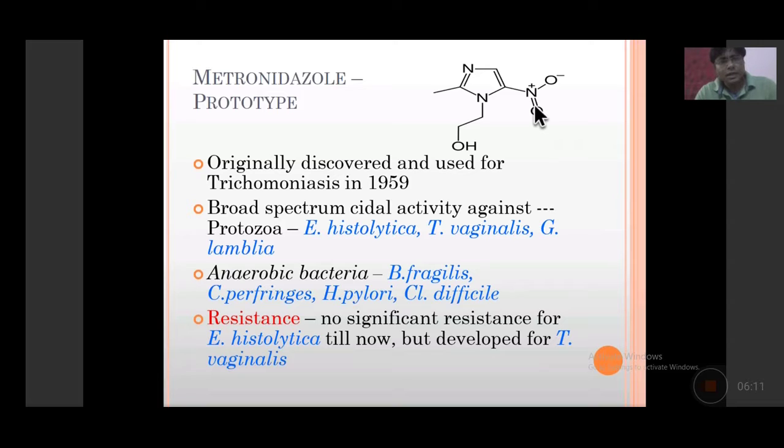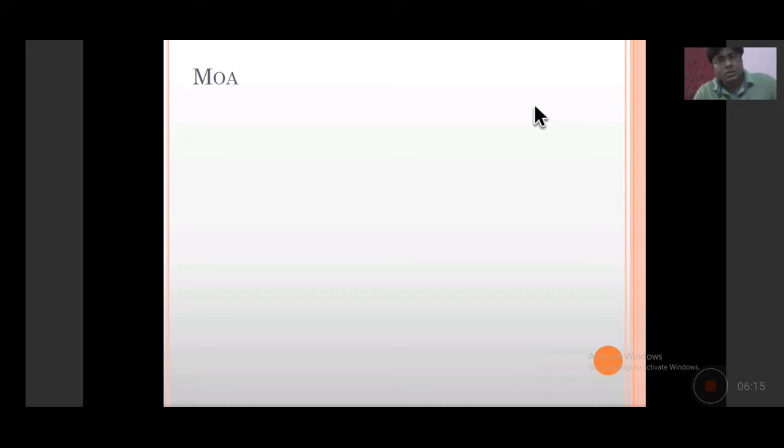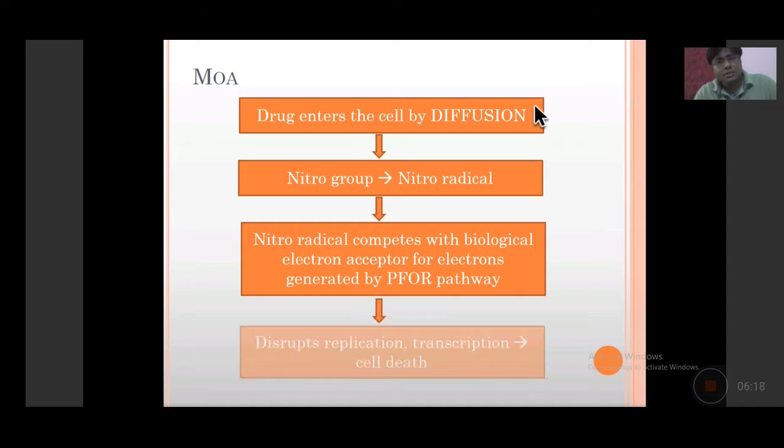Resistance: no significant resistance for Entamoeba till now, but it has developed for T. vaginalis. So this is the mechanism of action, which is important as far as metronidazole and other imidazoles are concerned. The drug enters the cell by diffusion, and the nitro group is converted to a nitro radical, and this nitro radical competes with the biological electron acceptor for electrons generated by the PFOR pathway, which is the pyruvate pyridoxine oxidoreductase pathway.